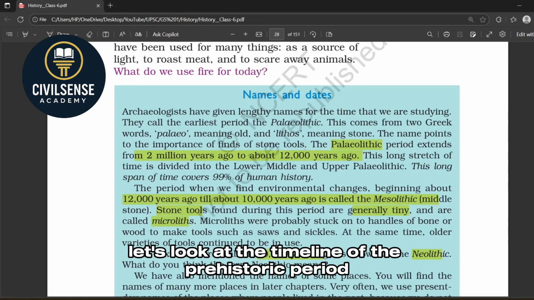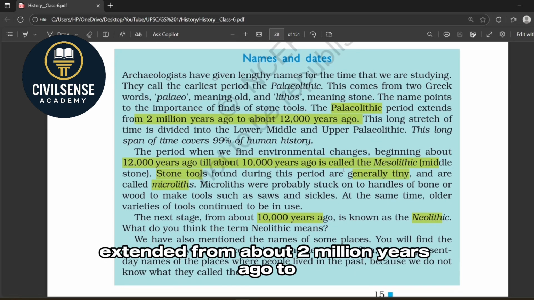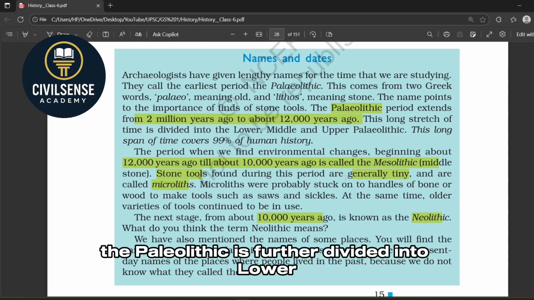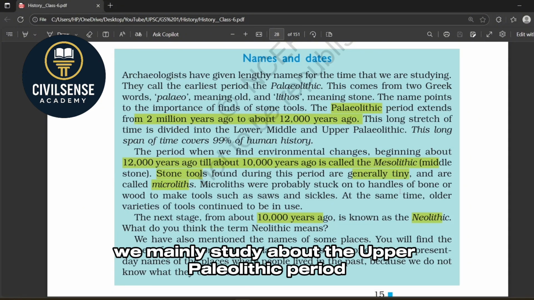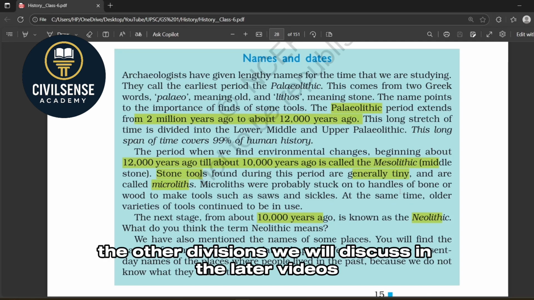Now let's look at the timeline of the prehistoric period. That is, the Paleolithic period extended from about 2 million years ago to around 12,000 years ago. The Paleolithic is further divided into lower, middle, and upper Paleolithic. But in your textbook, we mainly study the upper Paleolithic period in detail. Don't worry, the other divisions we will discuss in later videos.